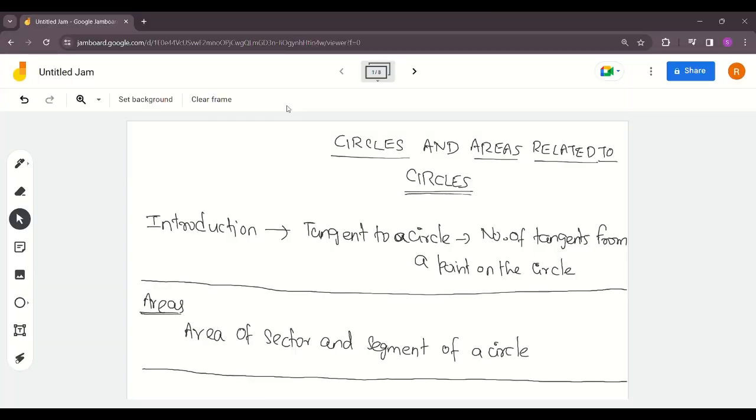Hello guys, today we are going to see two chapters, circles and areas related to circles. Both of them are very simple chapters. Now let's go into the session. In circles, as per your textbook, you have some topics: introduction, tangent to a circle, and number of tangents from a point to the circle. And in areas related to circles, you have just one topic, that is area of sector and segment of a circle. Now let us see the conceptual notes.